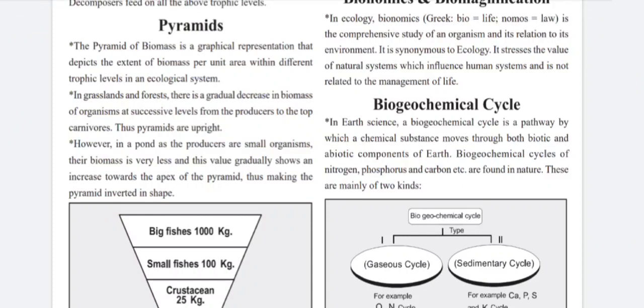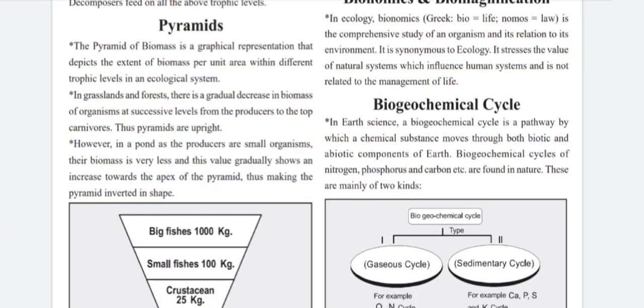Today we are going to discuss Ghatnachakra for environment and ecology. This topic is important for UPPSC 2023. Let us begin the topic. Our topic is ecology and here we are discussing the pyramids.